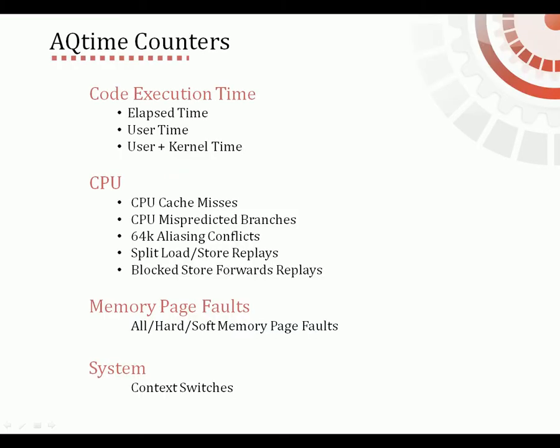These counters allow you to time function execution times, measure various aspects of CPU performance, count memory page faults, and so on. The most frequently used counters are elapsed time, user time, and user plus kernel time. All of these are used to time function execution. The difference is in constituents of the measured execution time.